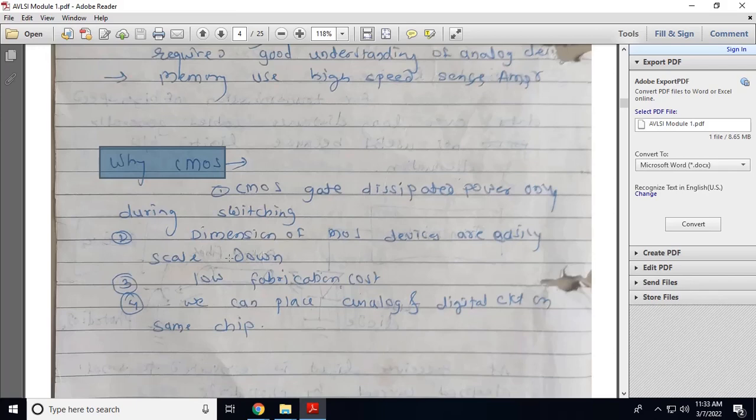So why do we go for CMOS? The first reason is that a CMOS gate dissipates power only during switching, and the dimensions of MOS devices are easily scaled down. There is low fabrication cost, and we can place analog and digital circuits on the same chip.